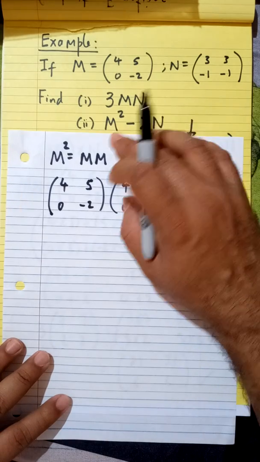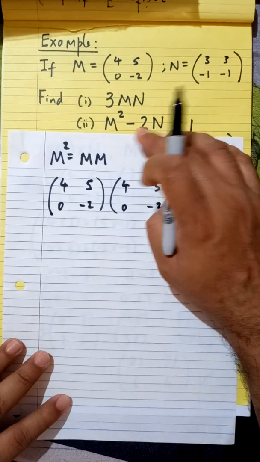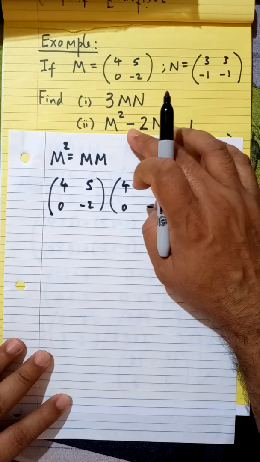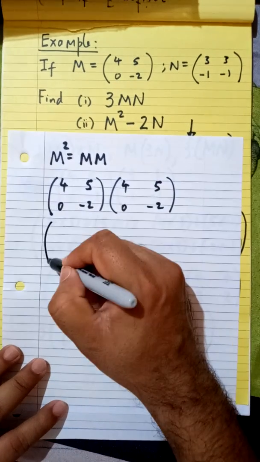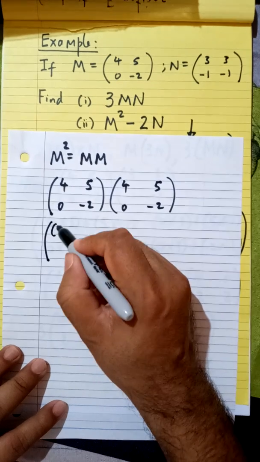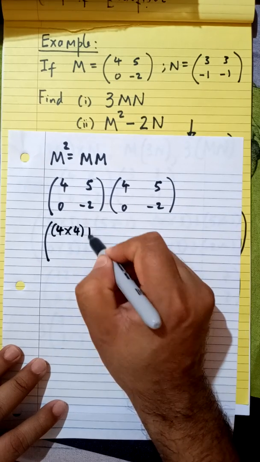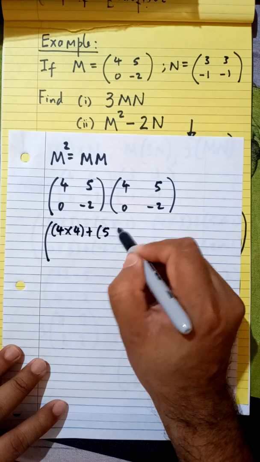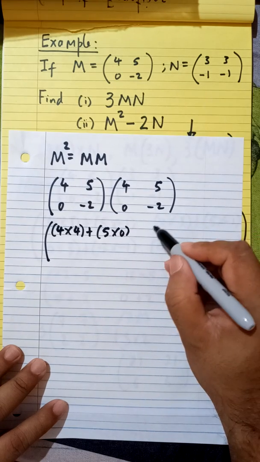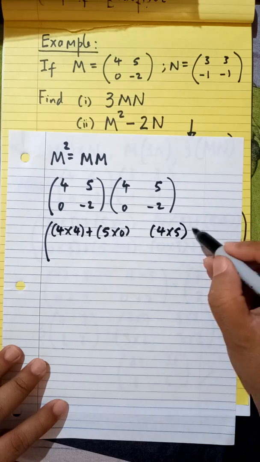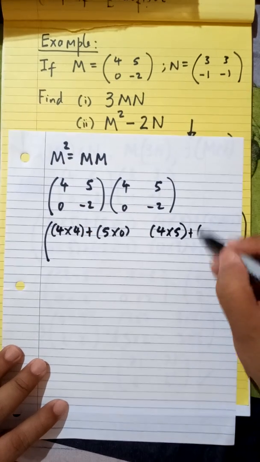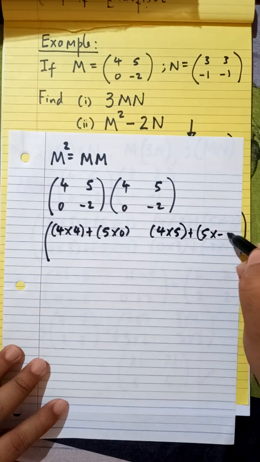So we're going to find m times n, then subtract 2 times matrix n. So let me just quickly do that. So that's 4 times 4 plus 5 times 0, 4 times 5 plus 5 times negative 2.